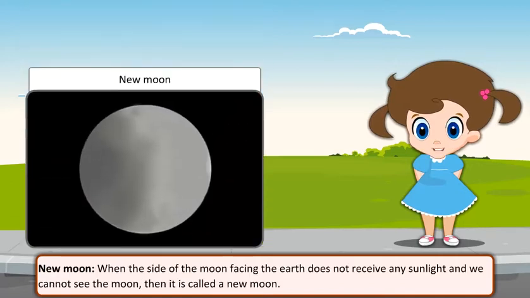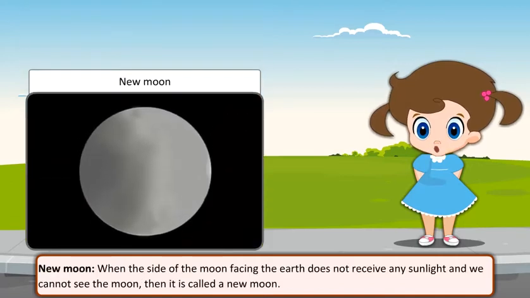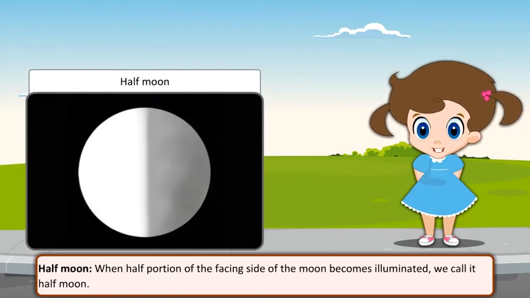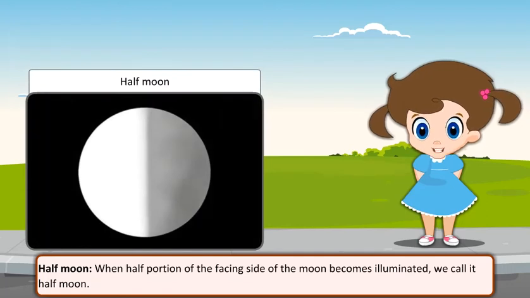New moon. When the side of the moon facing the Earth does not receive any sunlight and we cannot see the moon, then it is called a new moon. Crescent moon. When only a small portion of the facing side of the moon gets sunlight and becomes visible to us, we call it crescent moon.